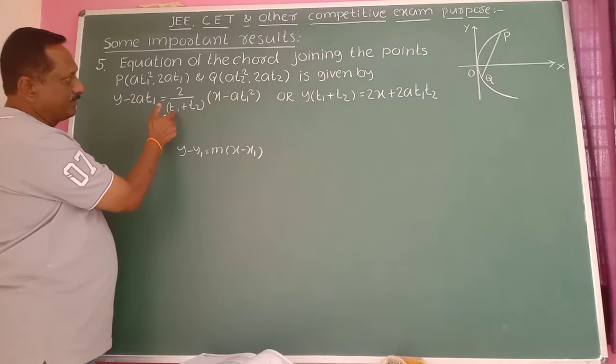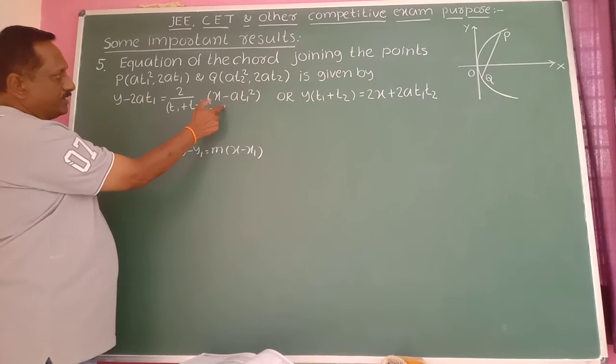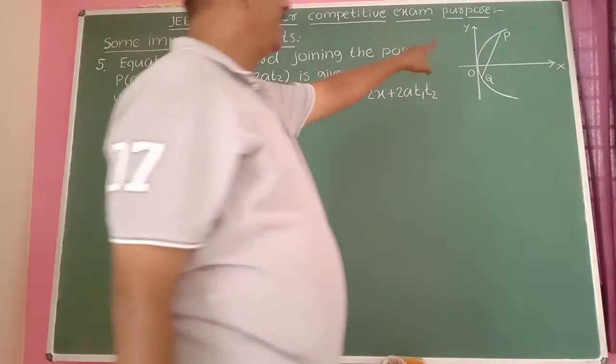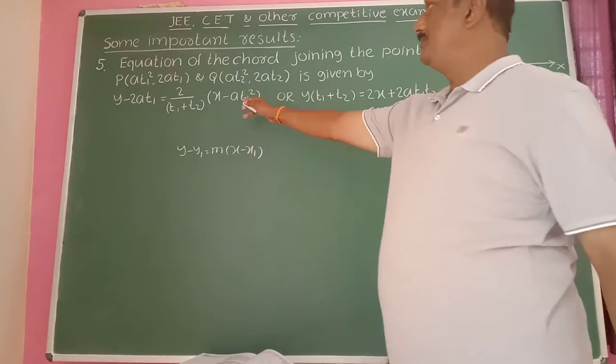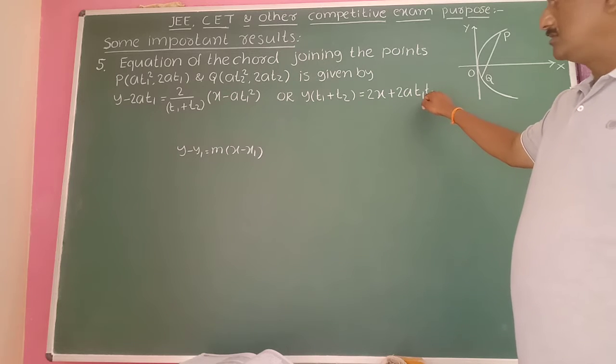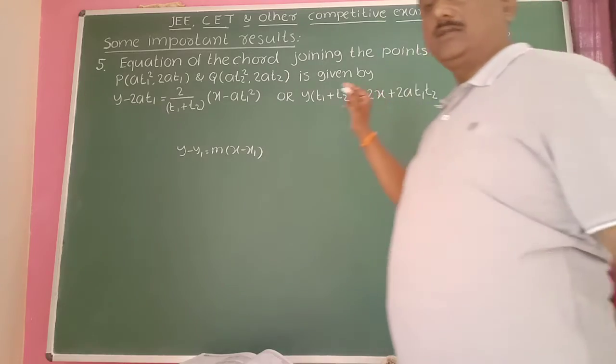This is slope m here. x minus x1 is this here, x minus at1 square. So this is the equation of the chord joining the two points P and Q. And if we simplify that equation, we get the equation like this here. So this is also the equation of the chord joining the points P and Q.